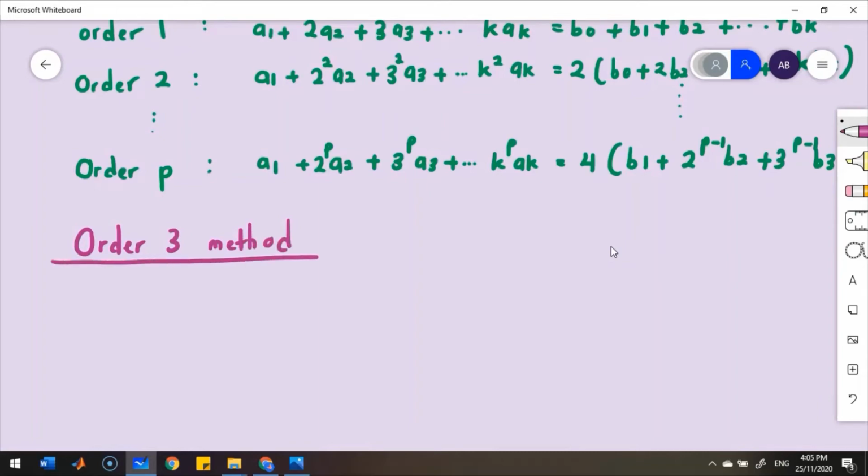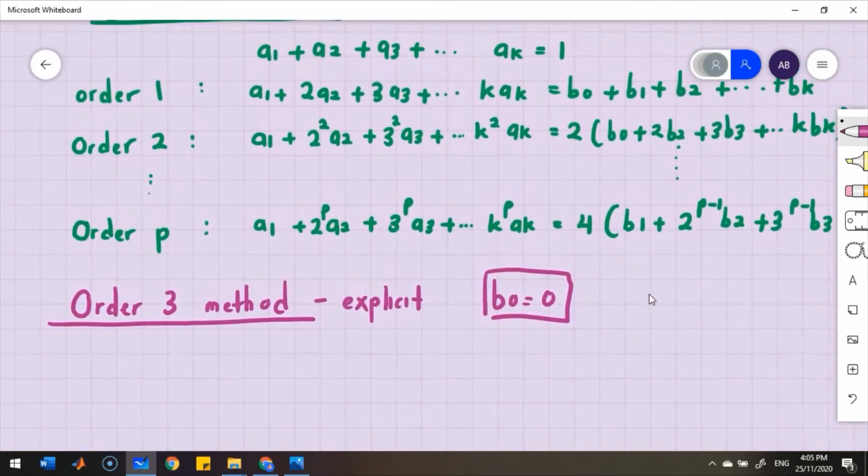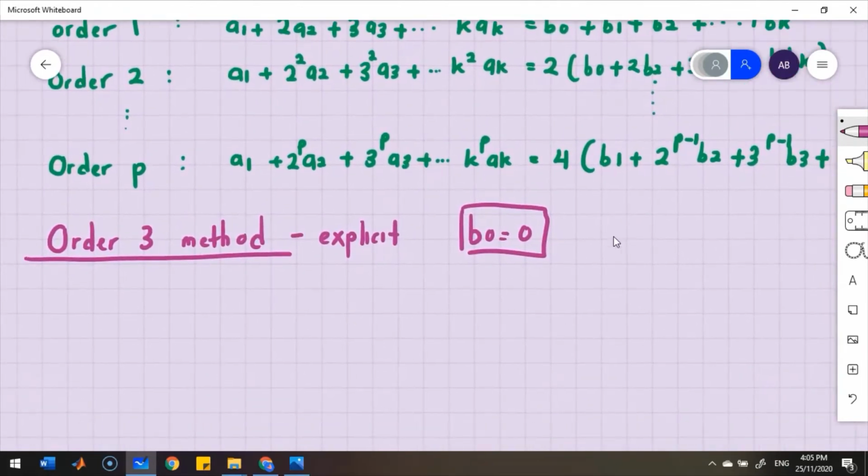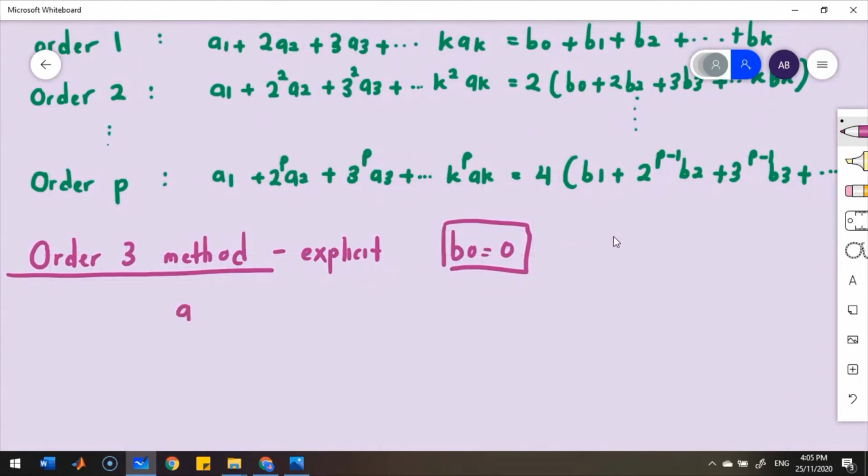So to satisfy the order condition, let's focus on the explicit method of order 3. We know that b0 will be 0 for an explicit method. The order is p, and p is 3. So what we have here will be a1 plus a2 equals 1. That's the first condition we have.